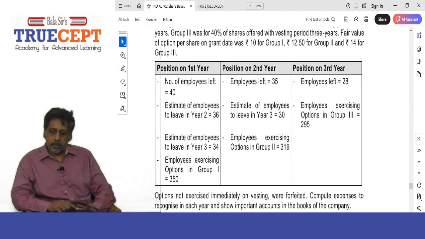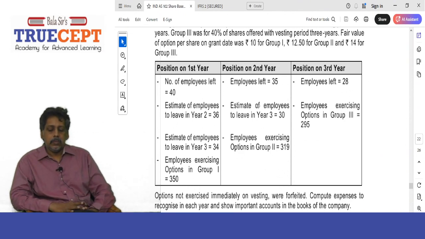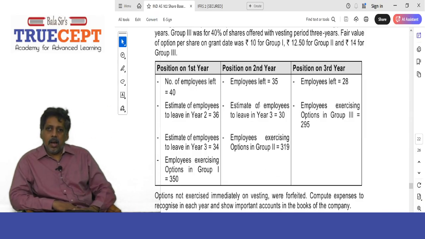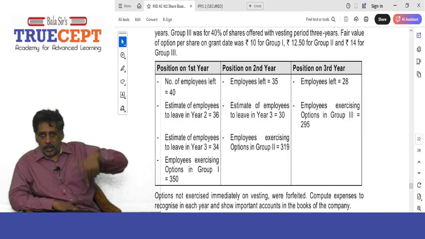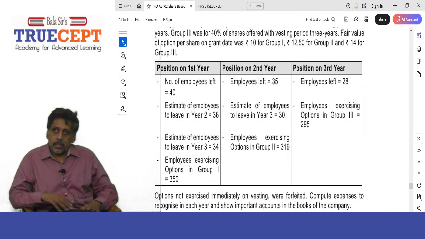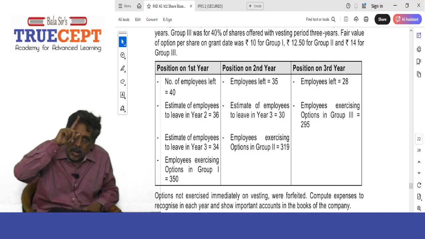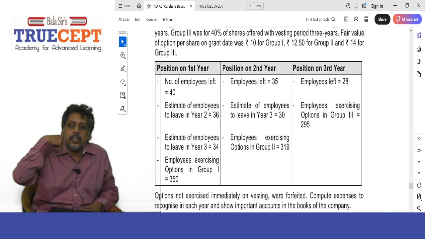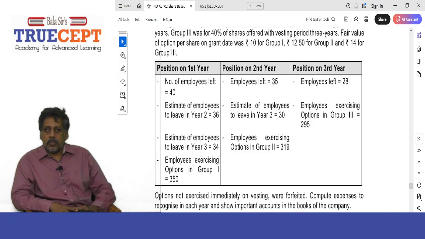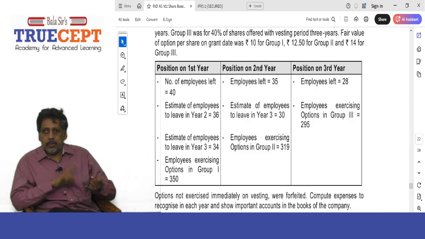Then, estimate of employees to leave in year 3 is 30. He has given that for you to find the G3 expense. Out of 325, which is the actual number of employees at the end of year 2, another 30 are expected to leave in the third year, leaving a balance of 295 to be taken for computing expense.